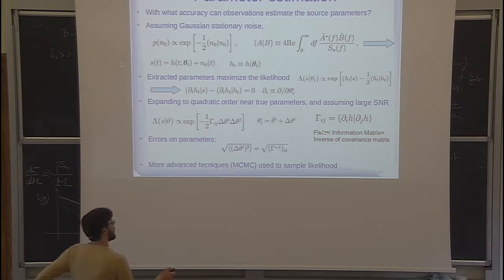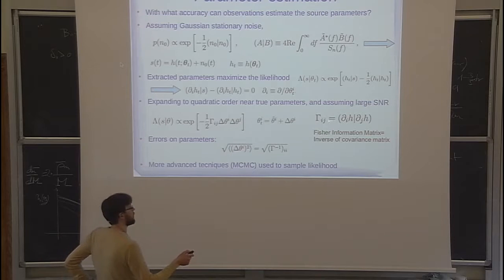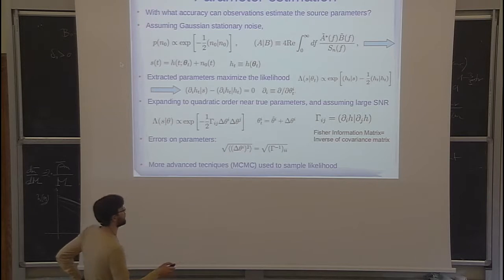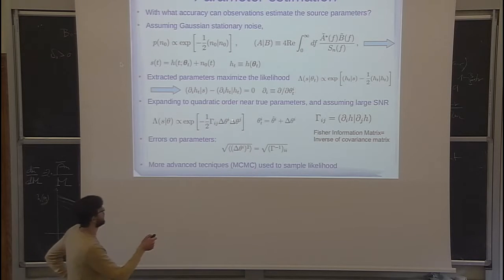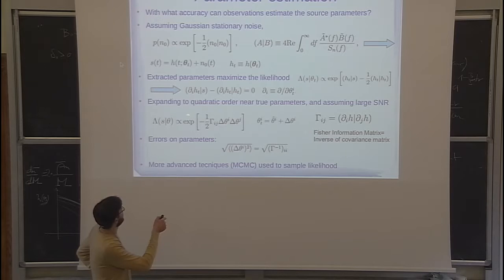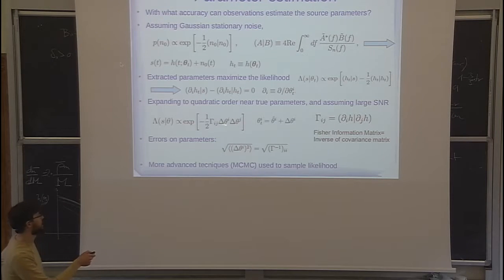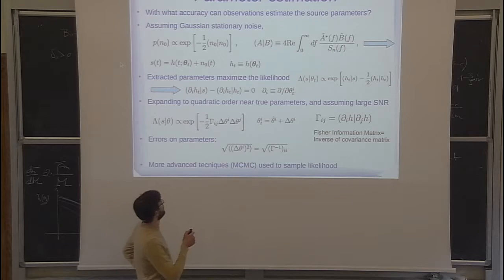And this gamma function is what we call the Fisher information matrix. And this is, in fact, the inverse of the covariance matrix. Why is it called covariance matrix? Well, if this was just one dimension, if we just had one parameter, this expression, exponential of -1/2 gamma delta theta squared, would be simply the Gaussian probability distribution. So this gamma would be 1 over sigma squared.